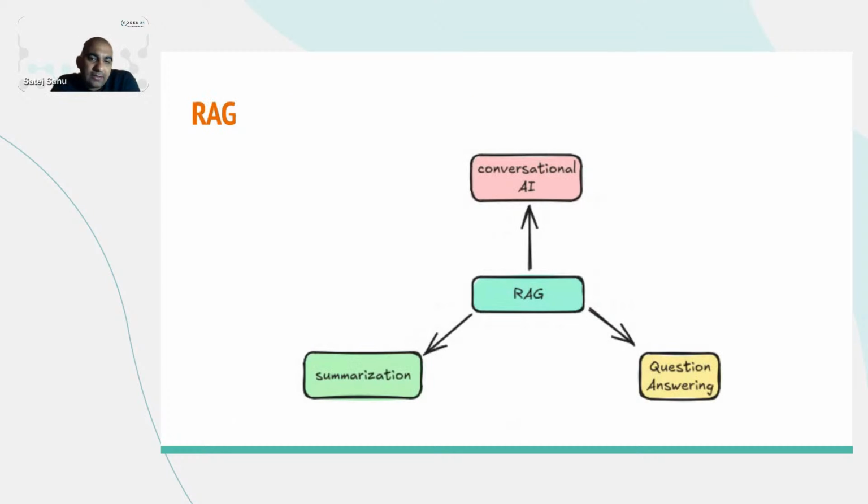Now, RAG can be applied across many use cases. Some of the general ones are summarization, conversational AI, and question answering, and all of these are very specific if you're looking for a generalized model to answer questions specific to your business model or your organization.